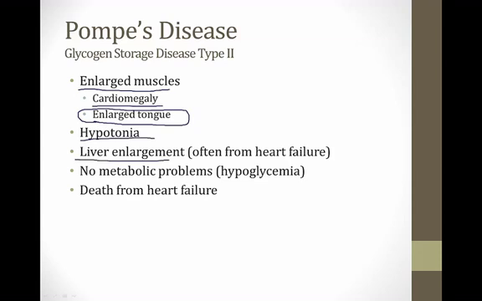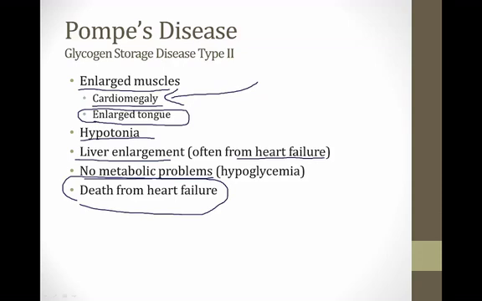The liver can become enlarged, but this is usually from heart failure and engorgement with fluid. It's not from glycogen being trapped inside of the liver. As I said before, there are no metabolic problems in this condition because the liver can still synthesize glucose. And the reason these children usually die is from heart failure. The glycogen gets trapped inside the lysosomes in the heart. This leads to cardiomegaly and heart failure and death.